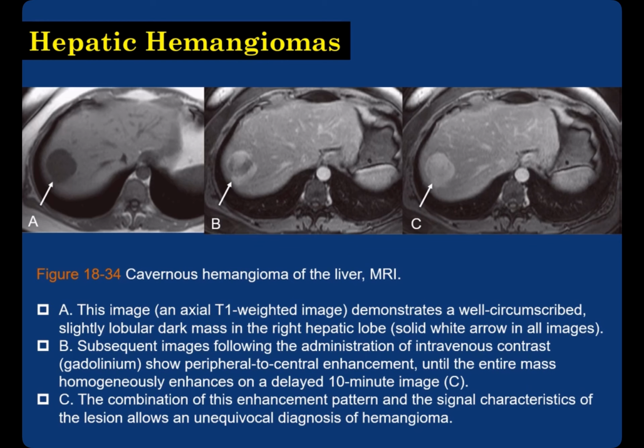In image A, an axial T1 weighted image demonstrates a well-circumscribed, slightly lobular dark mass in the right hepatic lobe. And subsequent images following the administration of intravenous contrast show peripheral to central enhancement until the entire mass is homogeneously enhanced on a delayed 10-minute image. The combination of this enhancement pattern and the signal characteristics of the lesion allows an unequivocal diagnosis of hemangioma.